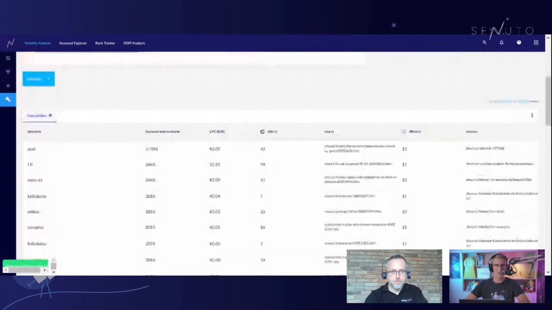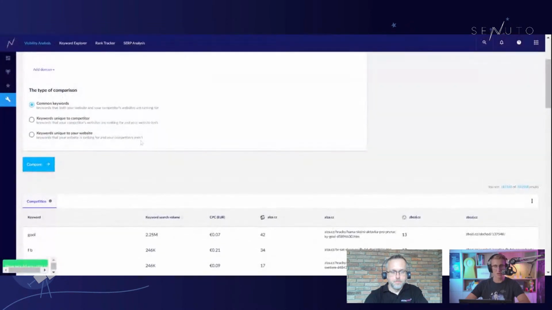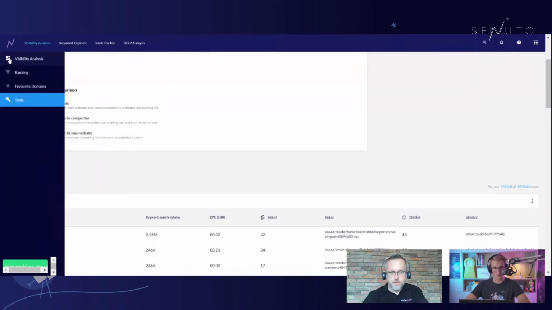And this is only a first competition analysis. We can do it much deeper, using not only common keywords, so keywords that we are using along with our competition, but also keywords that are unique for our competition. So if we would like to see the new potential, maybe not all of them will be working for us, but also the keywords that are unique for them.